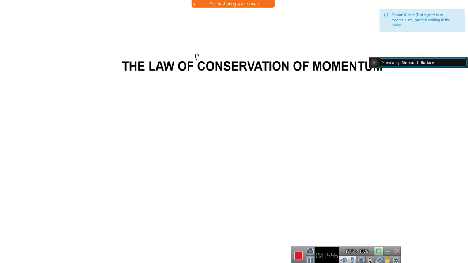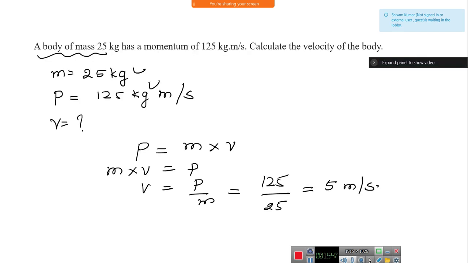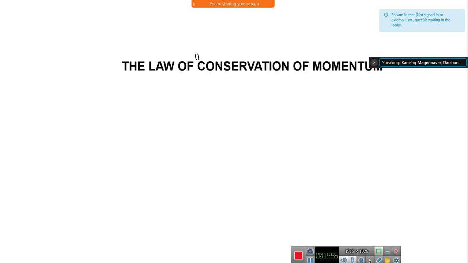Sir, what is P? Tell me what is P, others? P is momentum, sir. P is momentum. Okay. Now another important concept, what is called conservation of momentum. I will make it very short now. What is conservation of momentum? And in the next period we will study in detail.